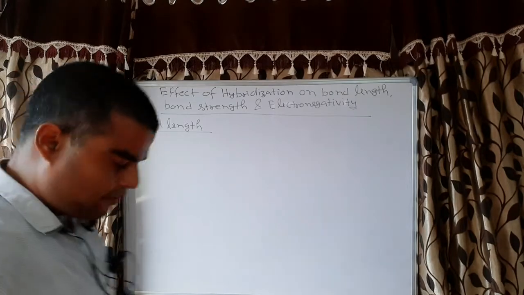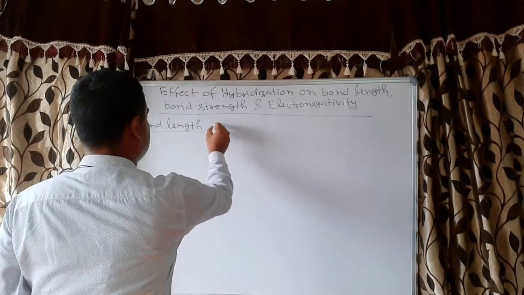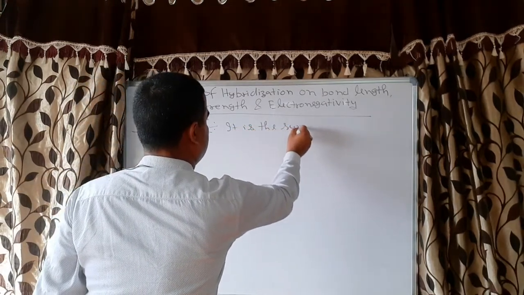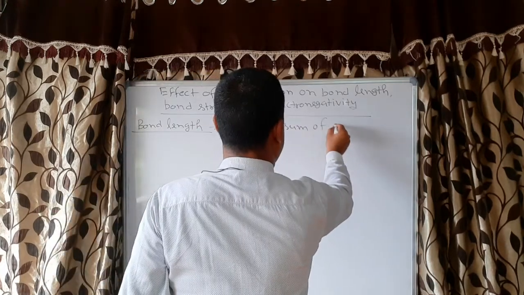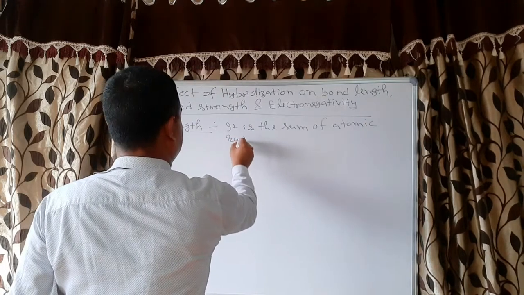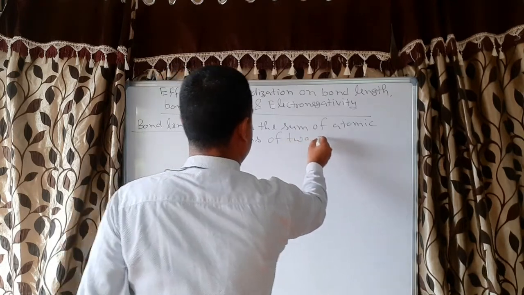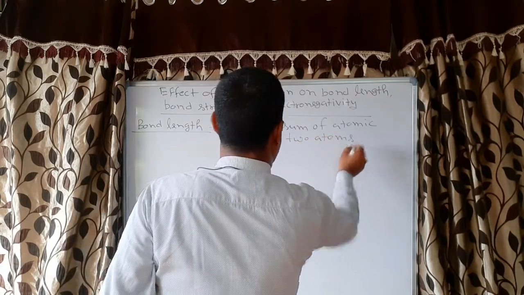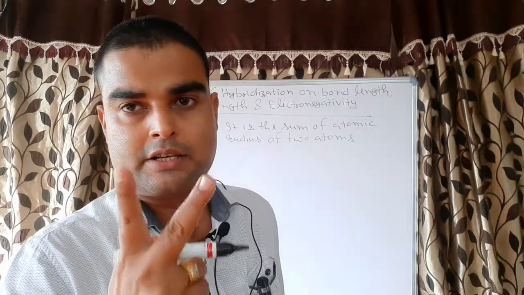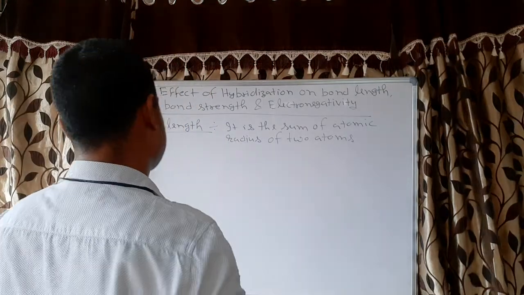First you should understand what bond length is. Bond length is the sum of the atomic radius of two atoms. Why two atoms? Because a bond can be formed at least between two atoms. That's why it is the sum of the atomic radius of two atoms.